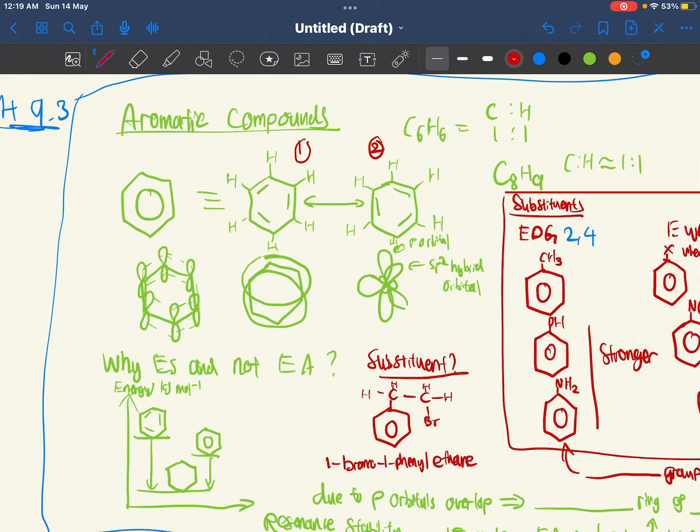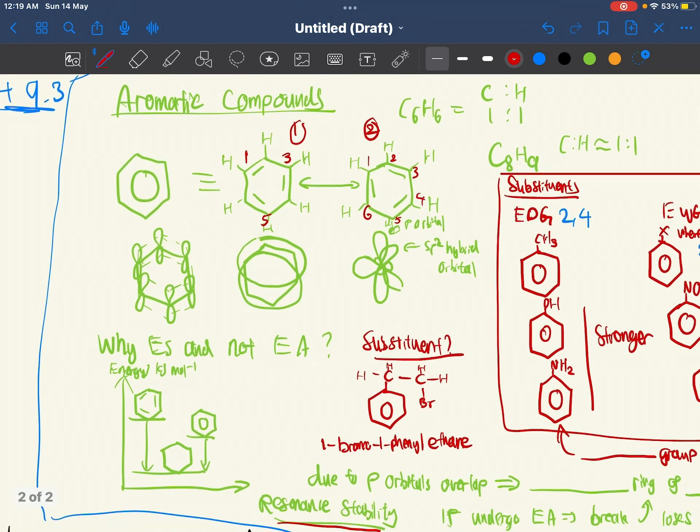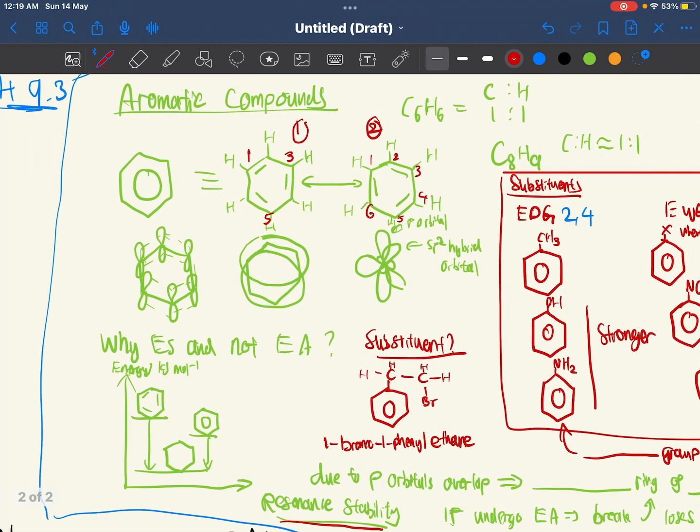So this is our cyclohexene. So it's actually 1,3,5-cyclohexatriene, and we have our 2,4,6-cyclohexatriene. Yep.